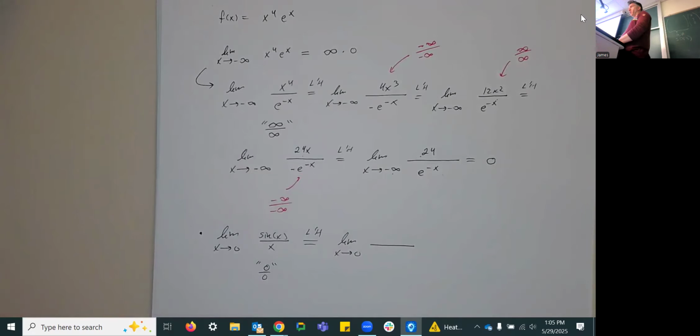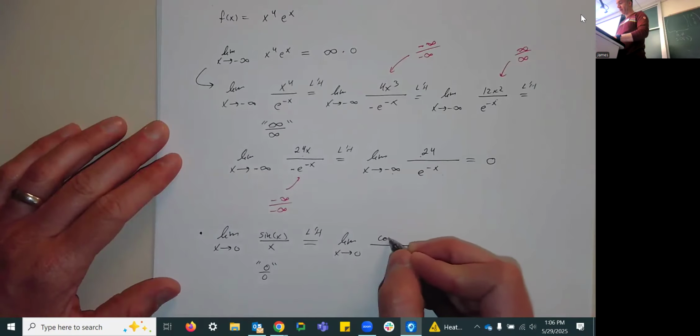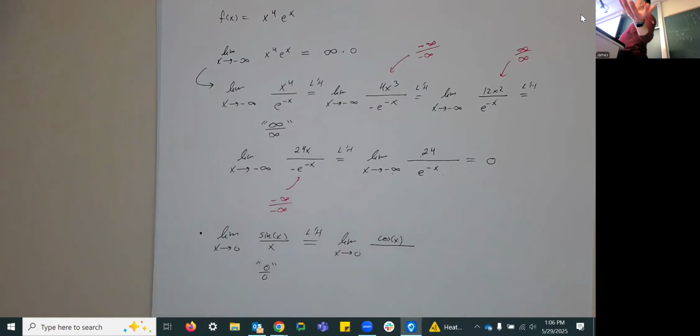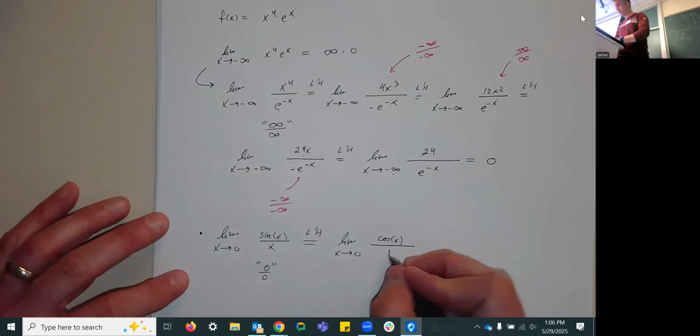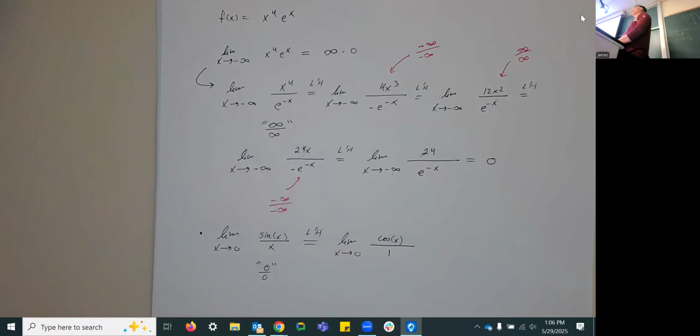All right, what goes on top? Say it loud. Yeah, cosine, the derivative of sine. What goes on the bottom? Right, the derivative of x. And now, what I should be saying every time is, every time we use L'Hopital's rule, the next step really should be to plug in whatever x is approaching. And then if you get something concrete, you're done. But if you get something that's still 0 over 0 or infinity over infinity, you have to keep applying L'Hopital's rule.